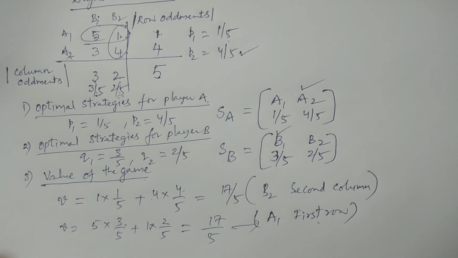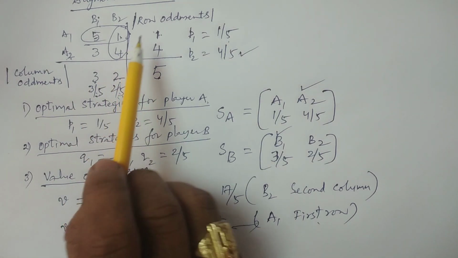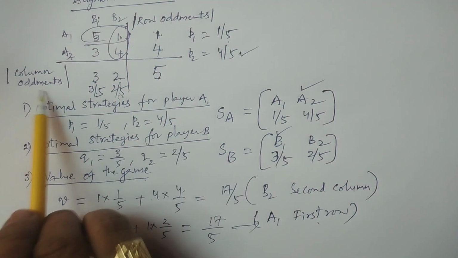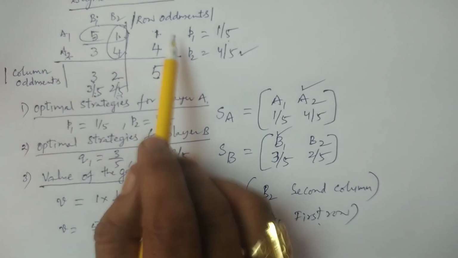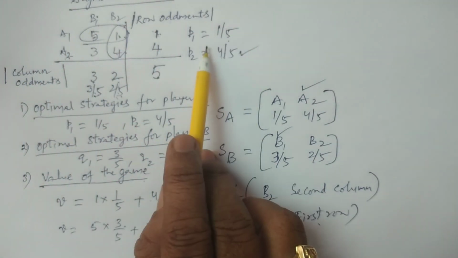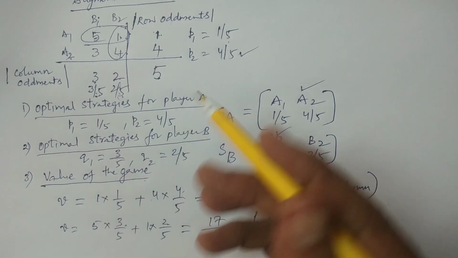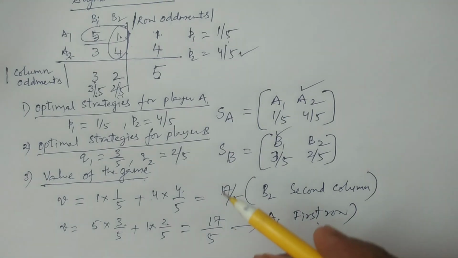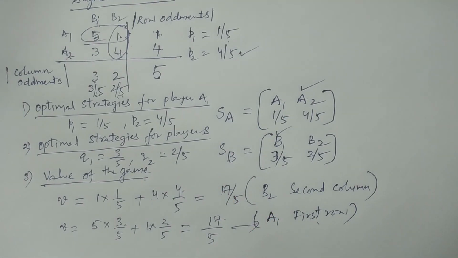Then you have to calculate the modulus of row oddments and the modulus of column oddments, and put them against the rows and columns to obtain the augmented matrix. From this augmented matrix, you can determine the remaining optimal strategies for player A, player B, and the value of the game. This is the methodology to solve a particular problem by using the matrix oddments method. Thank you so much.